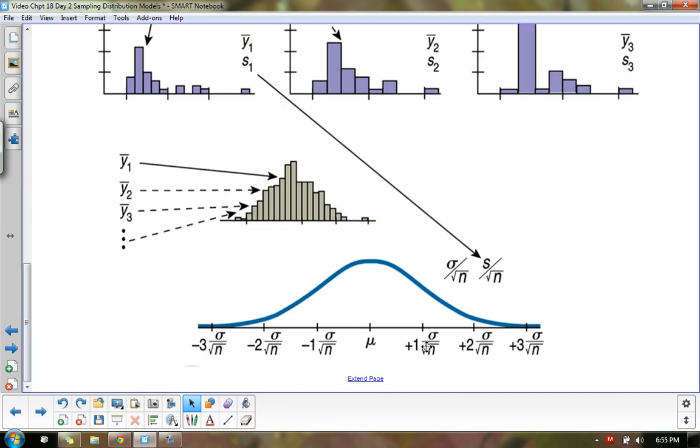And the standard deviation is the standard deviation of your original population divided by the square root of the sample size. Now let's take a look at what this actually is in action.